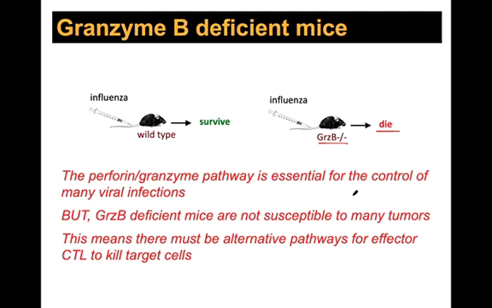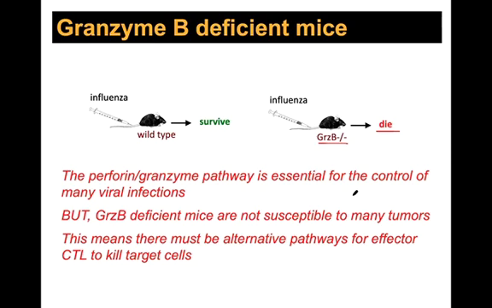So it's essential for the control of many viral infections. But what people also noticed is that granzyme B deficient mice can still kill tumors and some viral infections, and so they're not susceptible to other things. The conclusion from that was there must be alternative pathways for T cells to kill target cells. It can't just be perforin granzyme.